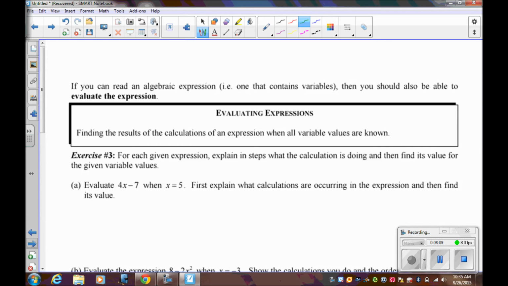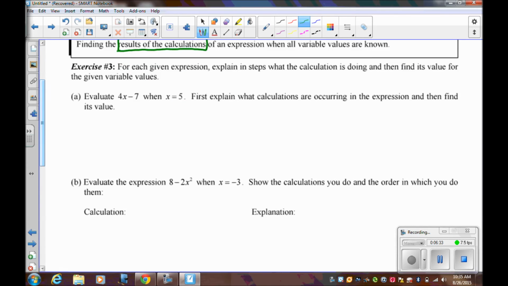So it says if you can read an algebraic expression, okay, one that contains variables, then you should also be able to evaluate. So we're going to find the value. So evaluating expressions, finding the results of the calculations of an expression when all variable values are known. So in 3a, it says evaluate 4x minus 7 when x is 5. First, explain what the calculations are occurring in the expression and then find its value.